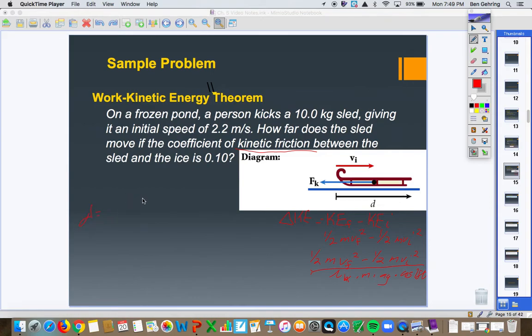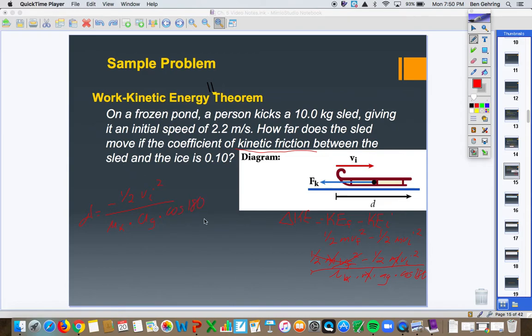d equals. On this, my m's cancel because they're everywhere. And vf is going to be 0, so I can cross off all of this. So I'm going to have negative 1/2 vi squared on the top. I'm going to have mu k times acceleration due to gravity times cosine of 180. So d equals negative 1/2 vi squared over mu k times my acceleration due to gravity times cosine of 180.